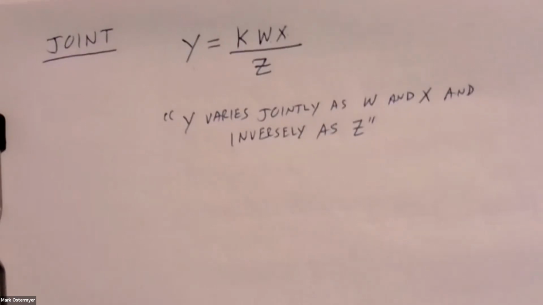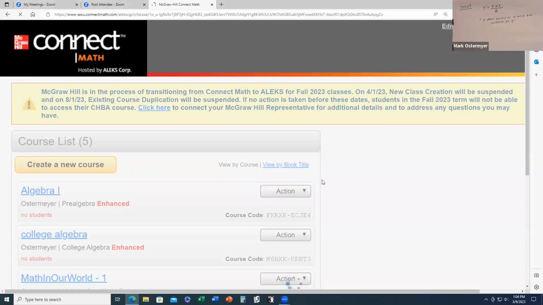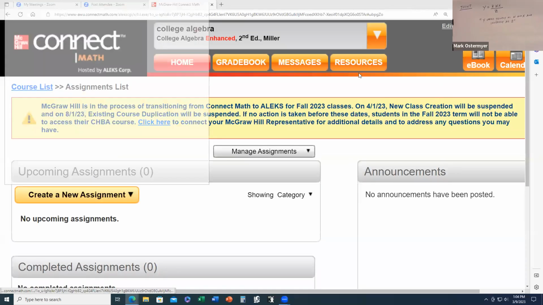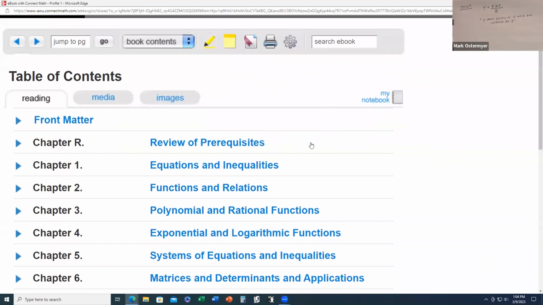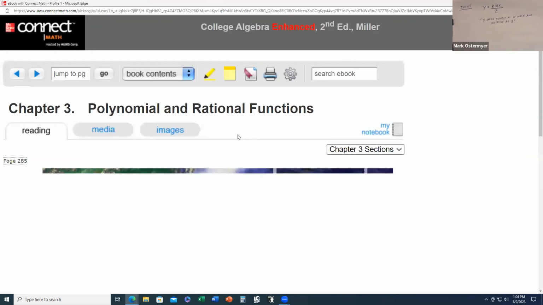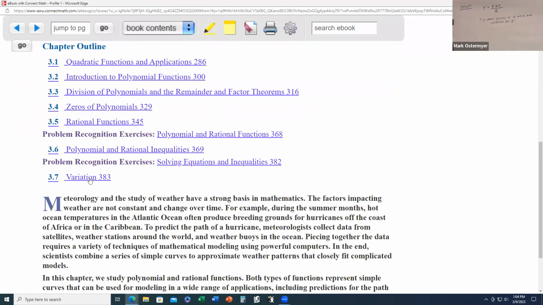So, technology allowing, I am going to try to go to the textbook. And we're going to go to page 388. This is section 3.7, variations. Notice it's the last section in chapter 3. We've come a long way in chapter 3.